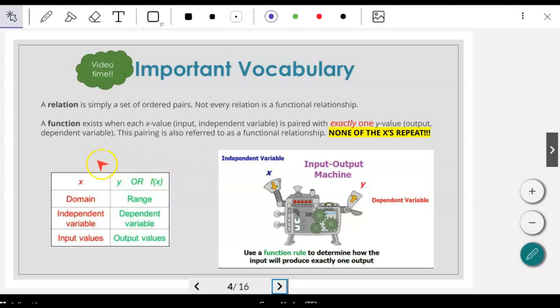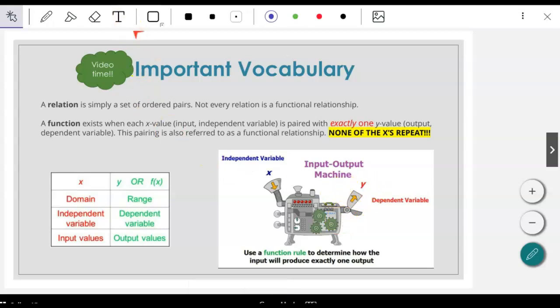When you have a list of ordered pairs, whether it's a table, a graph, you have x, y coordinates. The x is our domain, the y is the range. Also referred to as the independent versus dependent, input, output. So you can kind of visualize this with a machine. You put the x value in, you do what it says, and you get the y value out.